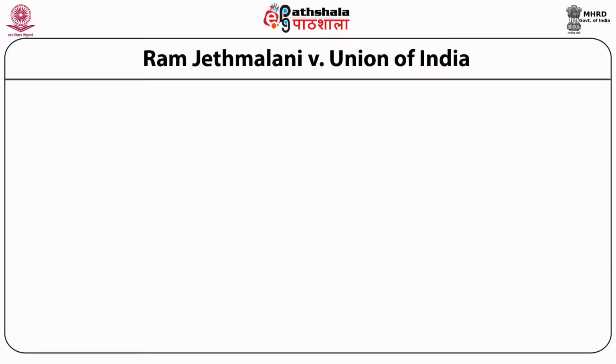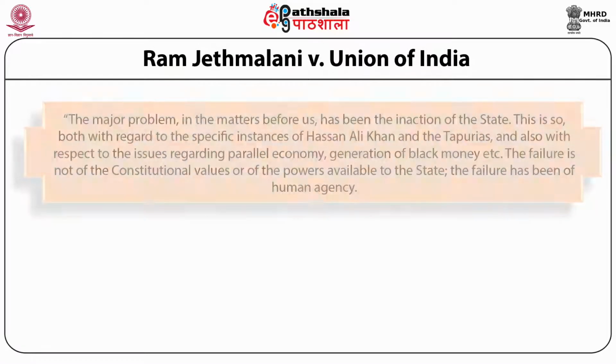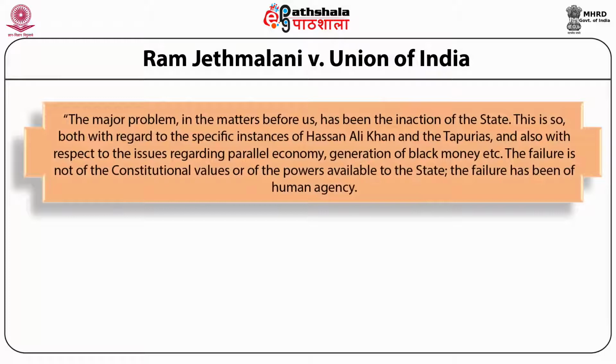So the Supreme Court went on, and I quote, "The major problem in the matters before us has been the inaction of the state. This is so both with regard to the specific instances of Hassan Ali Khan and the Tapurias, people whose names were revealed, and also with respect to the issues regarding the parallel economy and the generation of black money, etc. The failure is not of the constitutional values or of the powers available to the state. The failure has been of human agency," right?